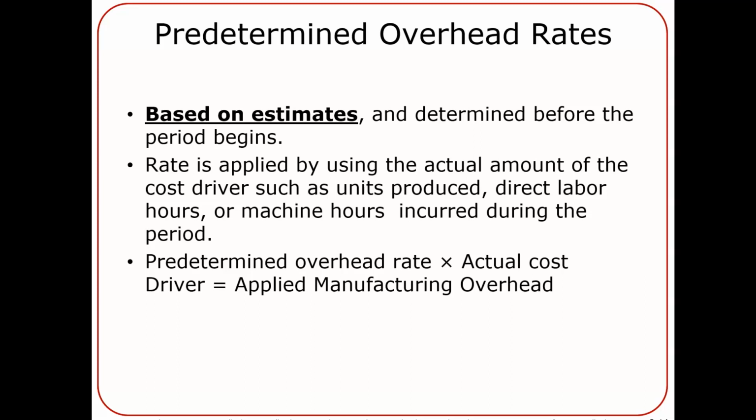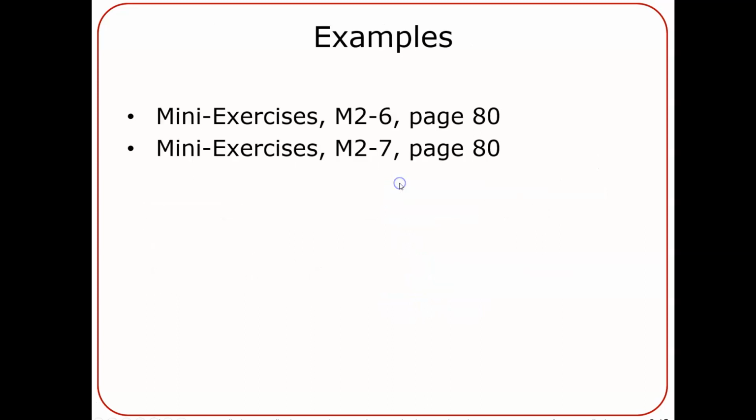So this is a sticky point, and this is a place where a lot of mistakes are made. When you calculate the rate, you use the estimated amount. So it's estimated over estimated. When you apply the rate, you take the estimated predetermined overhead rate and you multiply it times the actual cost driver. And we'll do some examples of that.